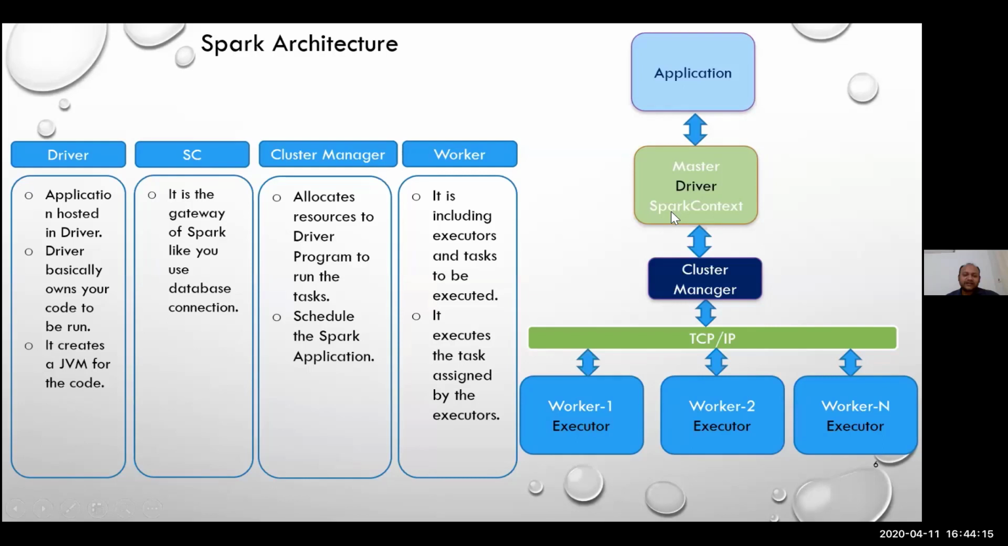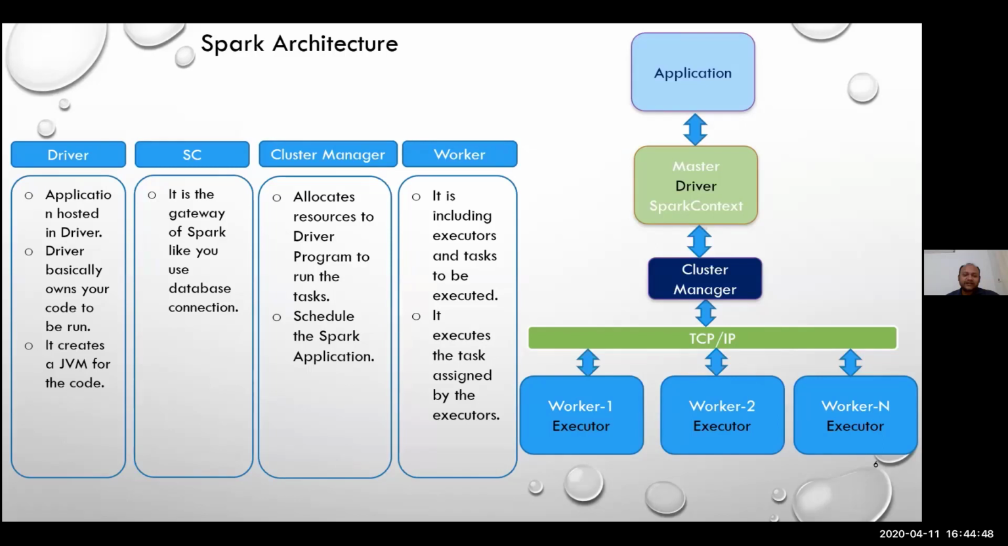It's like a database connection string. So using this Spark context object, you are getting access to the whole Spark cluster, and then you can perform whatever actions you need to do. And the cluster manager is the big boss who can allocate resources for you, so that you can run your jobs, tasks and stages. And also it can schedule the Spark applications.